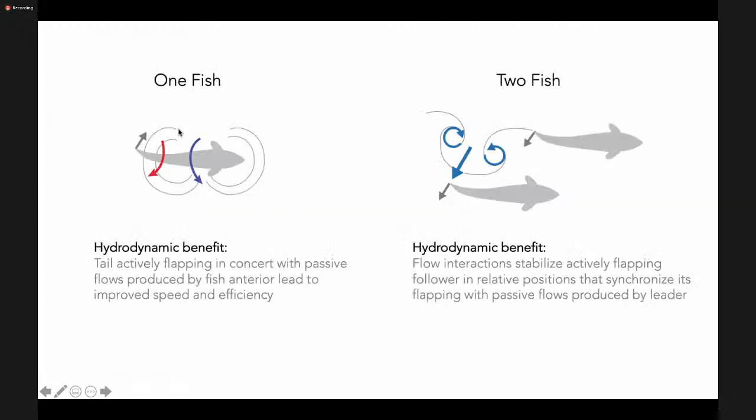So let's put everything together. We have one fish, and we have hydrodynamic benefits when the tail actively flaps in concert with the flow produced by the anterior part of the fish. In the two fish case, we get hydrodynamic benefits when the flow interactions stabilize. We get hydrodynamic benefits, and we actually get a little bit more than hydrodynamic benefits in terms of energy. We get that the flow interactions stabilize an actively flapping follower in relative positions that synchronize with the passive flow of the leader.